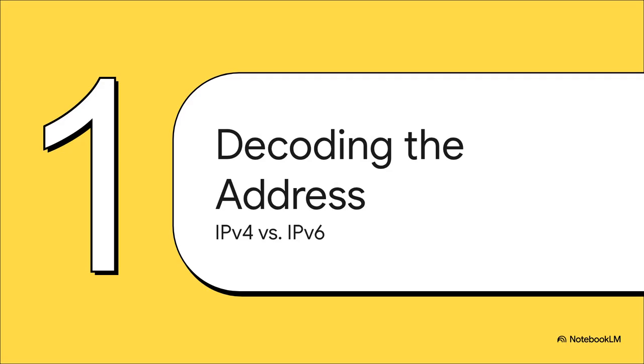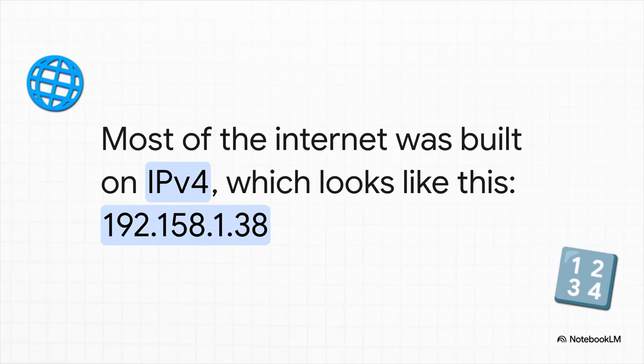Okay, so if it's an address, what does it actually look like? Let's break down the different formats. You can think of them as different kinds of street signs you'd see online. For a really long time, pretty much the whole internet ran on a system called IPv4. This is the format you've probably seen before. It's just 4 sets of numbers, each separated by a dot. Each of those numbers can be anything from 0 to 255.